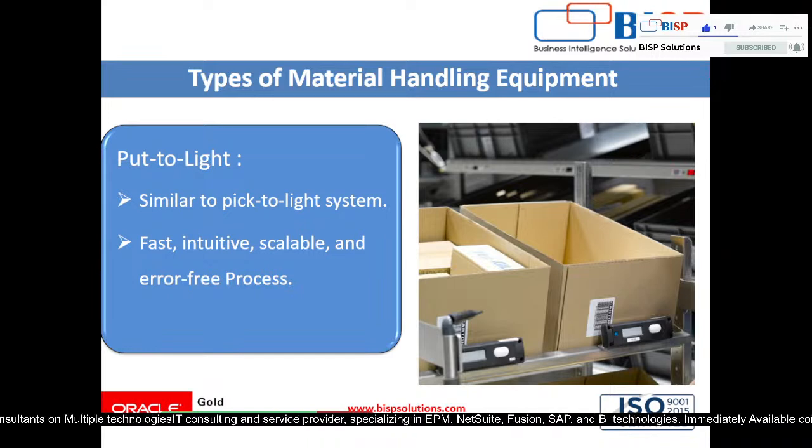Once the correct item quantity is placed into the shipping container, the operator confirms the put by pressing the light button. The operator repeats this step for all the locations with the clear lighting display until complete, and then moves on to the next product that needs to be put into the shipping container. So this is the process of put to light we have.